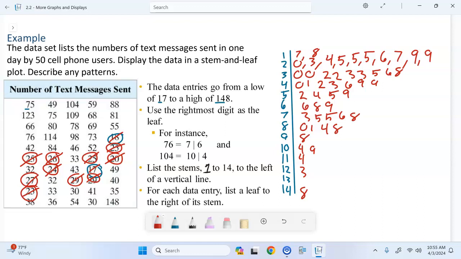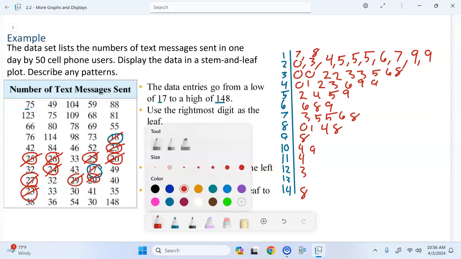Okay, so once we've got all of our leaves in, we can do the same thing that we did with histograms, and we can describe patterns. We have a visual display of how the data is grouped and organized, so we can describe any patterns or trends that we see. So what do we notice?